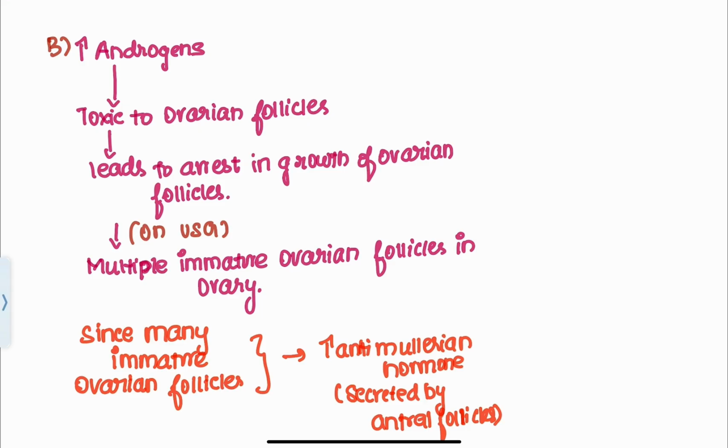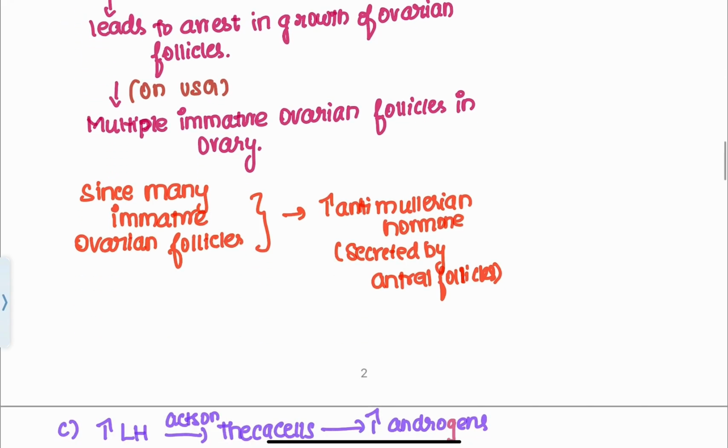So the ultrasound may or may not show multiple immature ovarian follicles. Now what we are saying is that if you do an ultrasound in a patient of PCOS, you may or may not be able to see these immature ovarian follicles. Why are they immature ovarian follicles? Because the ovarian follicles are arrested in growth because of the folliculotoxic nature of the androgens. Is that clear?